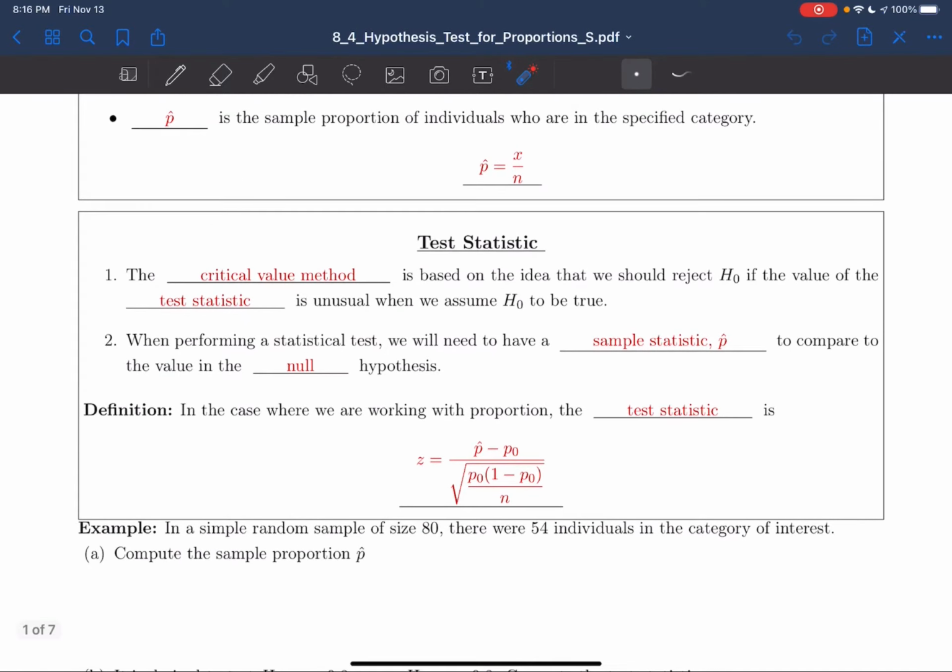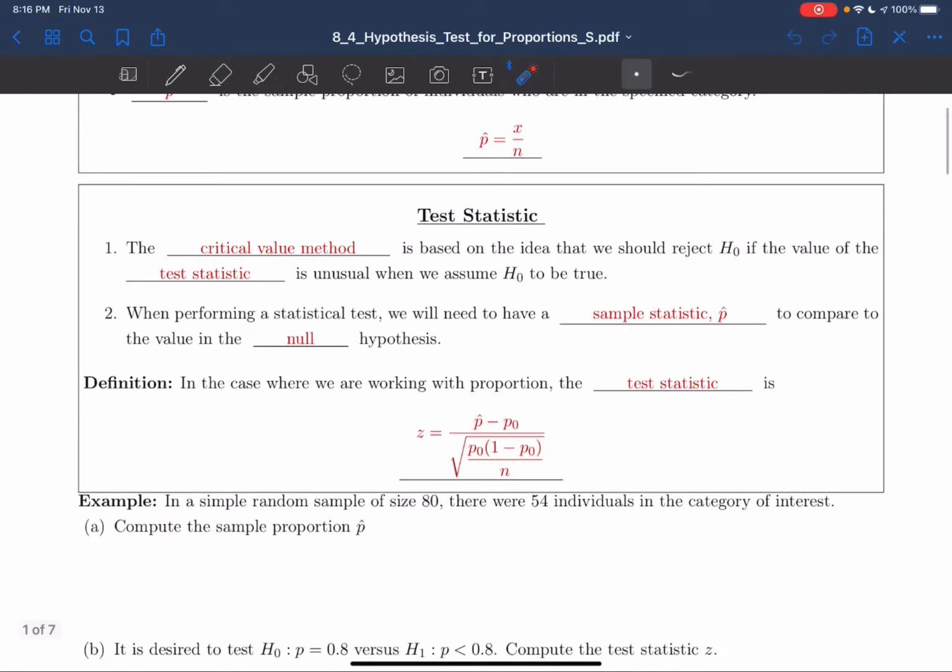Our test statistic is going to be different since we're working with proportion. Here our test statistic is z equals p hat minus p naught, all over the square root of p naught times 1 minus p naught, all over n. So let's do a couple examples of how to compute our test statistic.